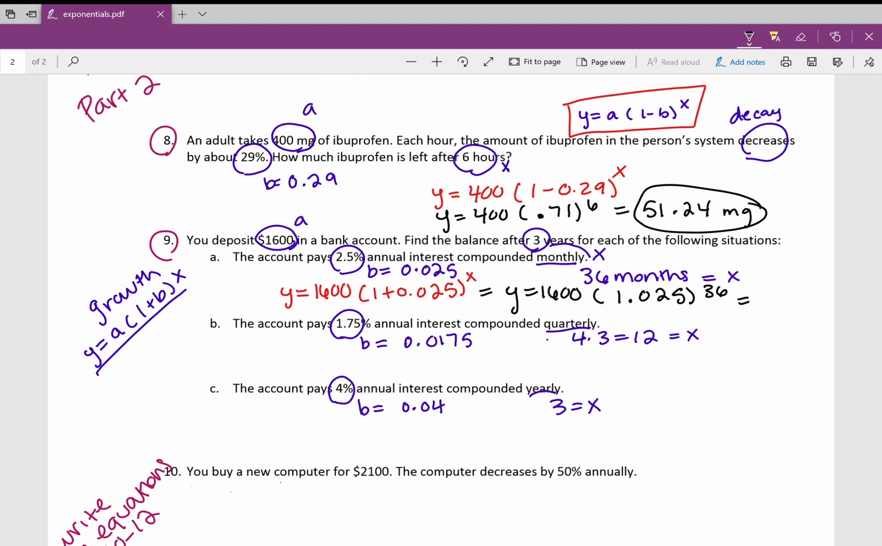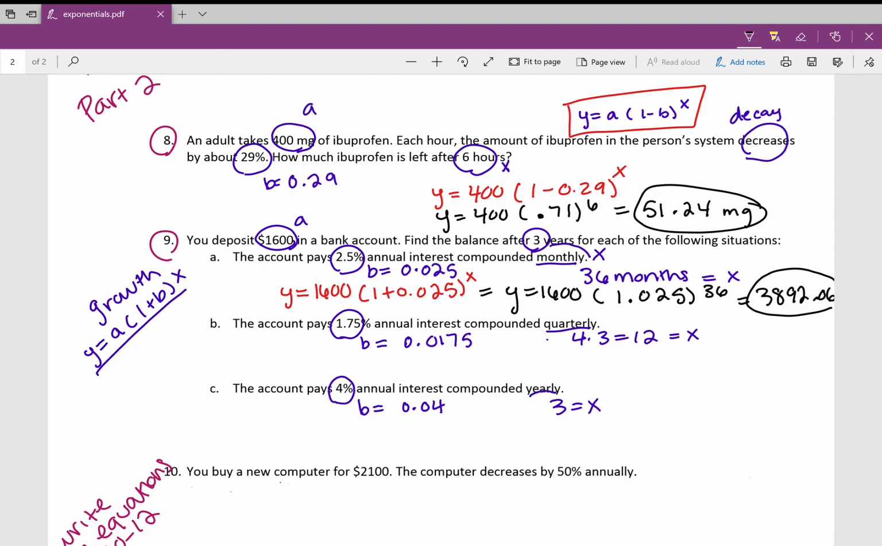So if I was to simplify this, type it into my calculator, I would do 1.025 to the power of 36 times 1600. And since this is money, I'm going to round to 2 decimal places. So this is 3892.06. So if her money that was compounded monthly with a 2.5 interest rate started at 1600, after those 36 months, it would be 3,892.06.